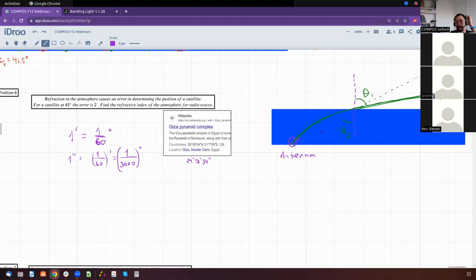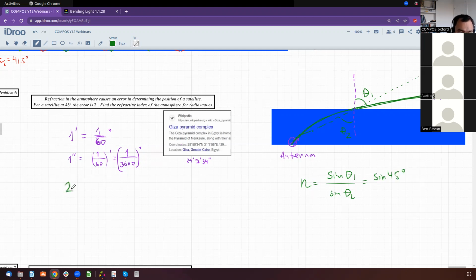Well, anyways, this bent part is very small. So effectively, what do we say here? Well, there's the antenna. So sine θ1 over sine θ2, using Snell's law, is equal to the refractive index. And θ1 is 45 degrees, so it's going to be sine 45 degrees.